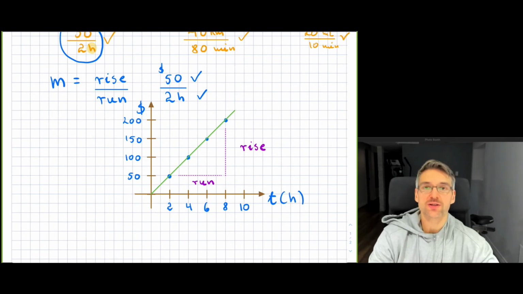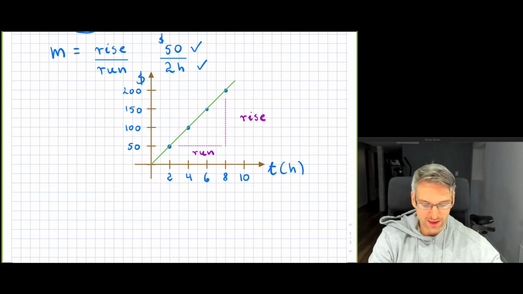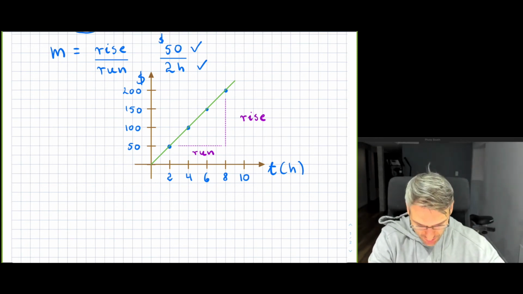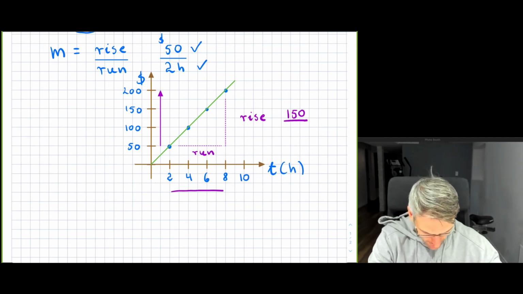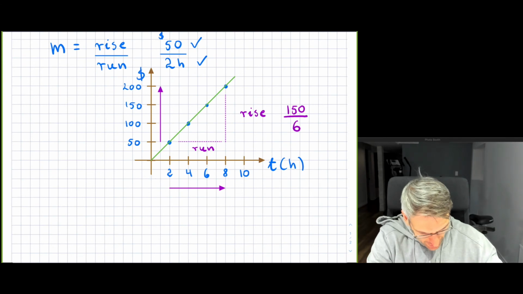And if you find your rise over run and calculate it, in this case my rise, starting from 50, I'm going all the way up to 200. So that rise is 150, divided by my run, so I'm running from 2 all the way to 8 right there. So 2 to 8 is basically 6. So this is dollars and this is hours.